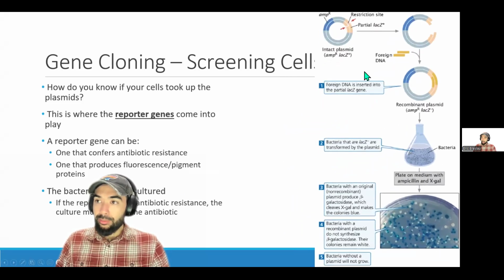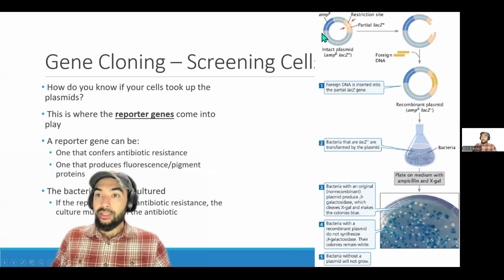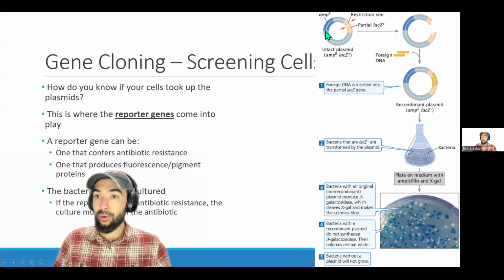Let me go ahead and move my face real quick. What we're looking at here in this image is our plasmid vector with our AMP-R gene, that's one of our reporter genes, and then we have what's called our LAC-Z gene. This is also a reporter gene here.